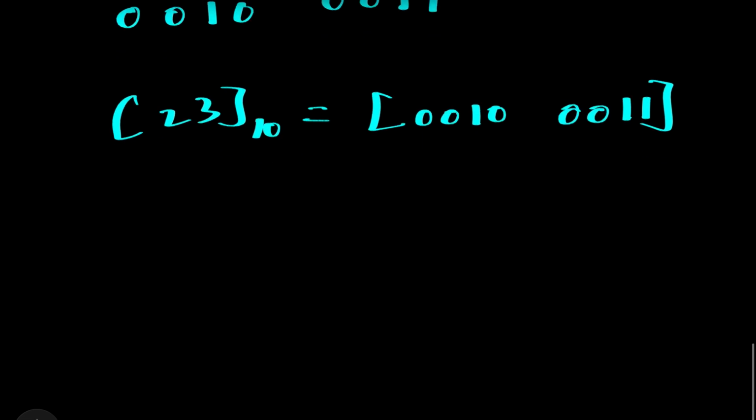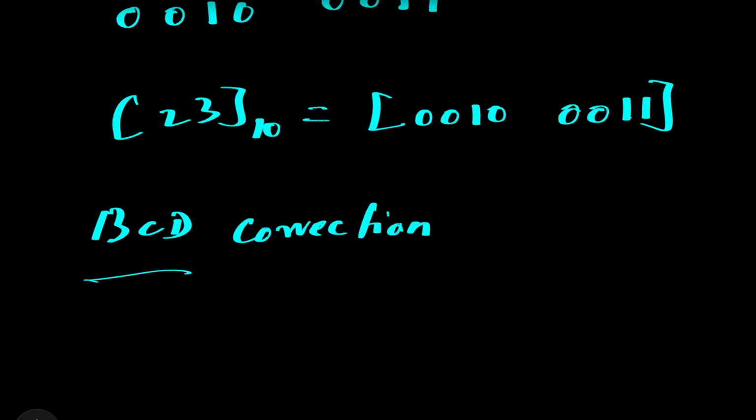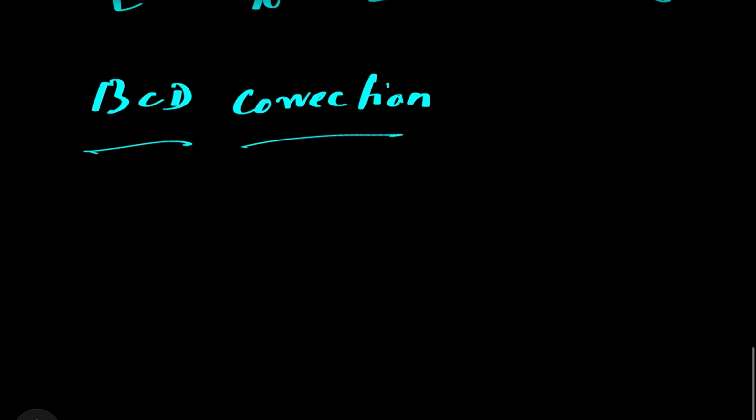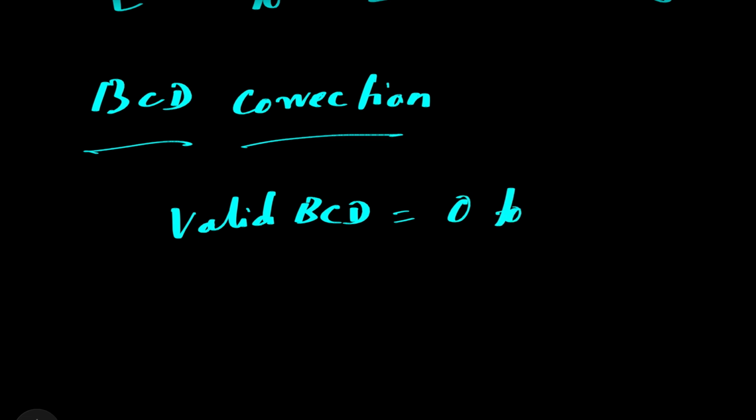Now, to add one more point here in BCD, we have something called BCD correction. We already said that a valid BCD is between 0 to 9, that is the 4-bit representation of 0, 0, 0, 0 to the 4-bit representation of 9. It should be like 8421, so 1, 0, 0, 1, correct.